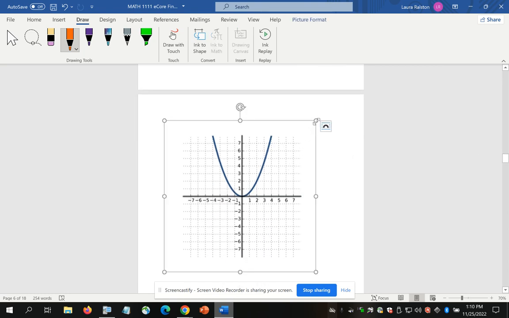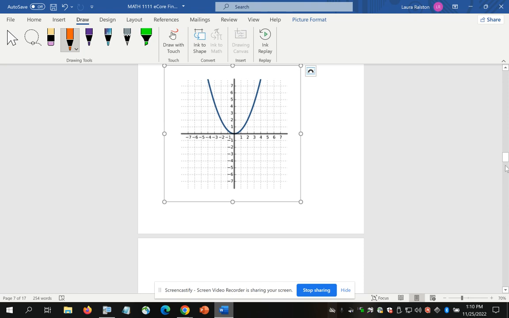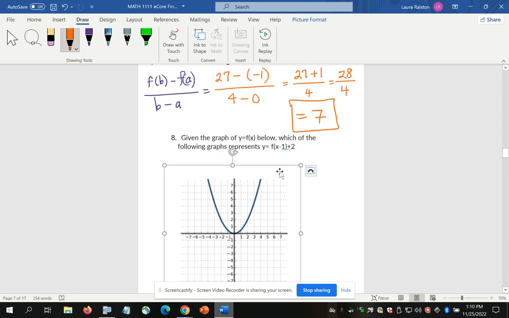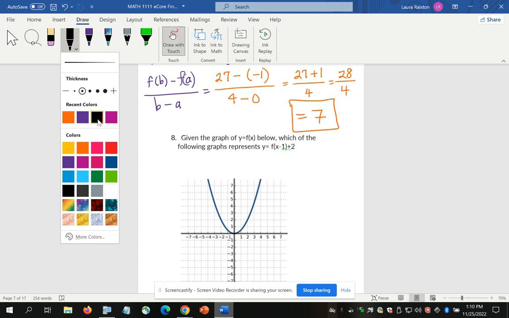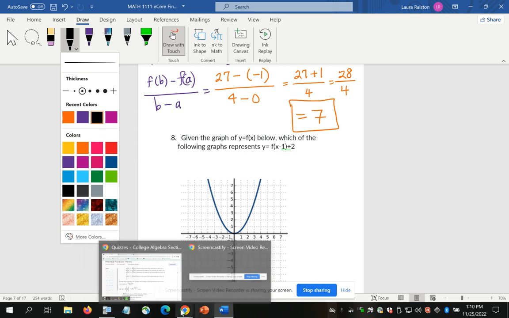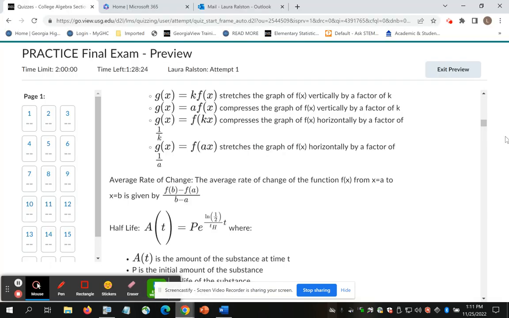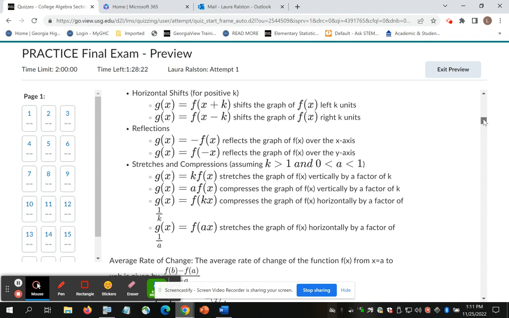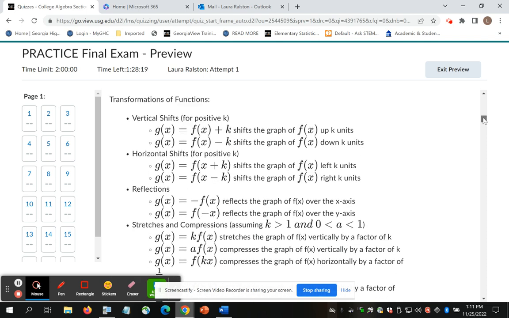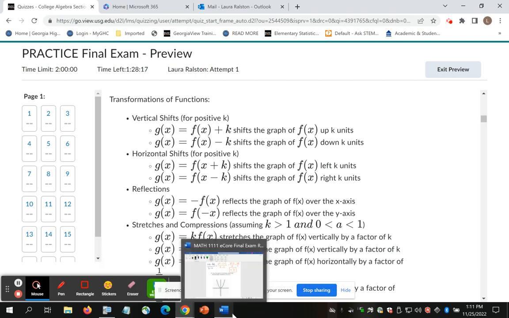All right, let me see if I can make this a little bit smaller. All right, question 8 deals with transformations of graphs. They want us to take this graph, which looks like a parabola, and perform these transformations. And you're given graphs to match. So you have to understand the transformations. If you have forgotten those, they give you some insights into that on the formula sheet with transformations of graphs.